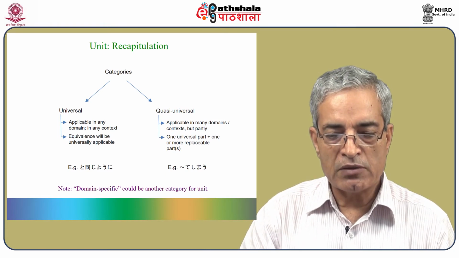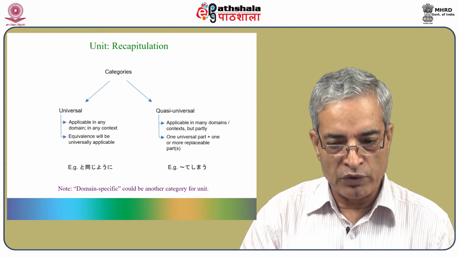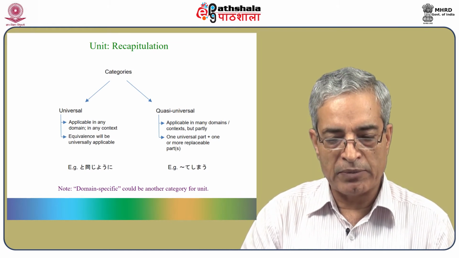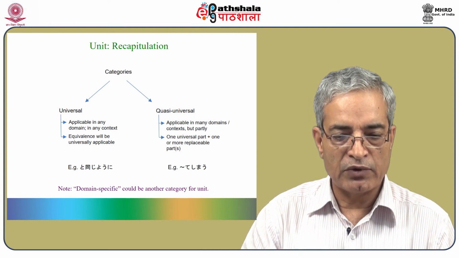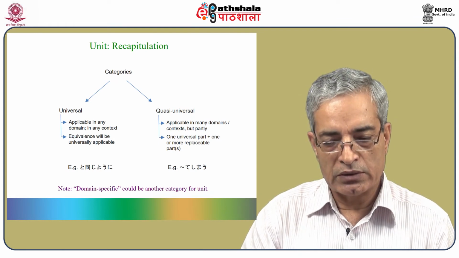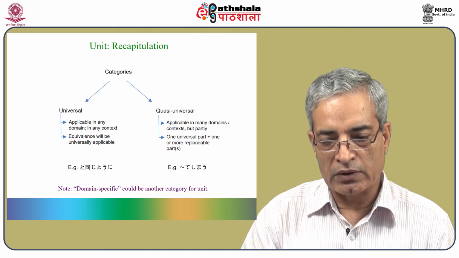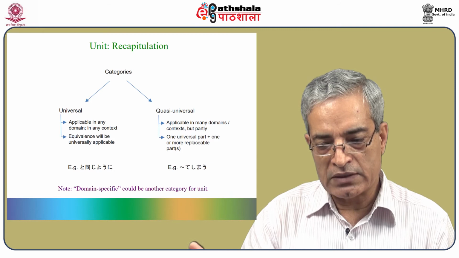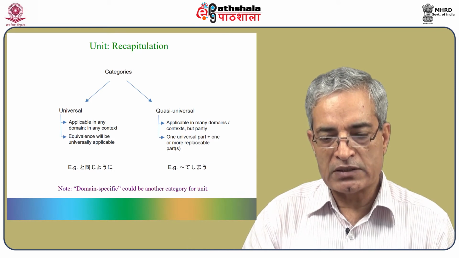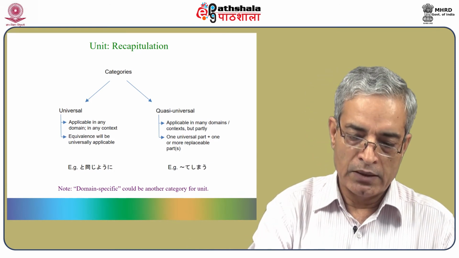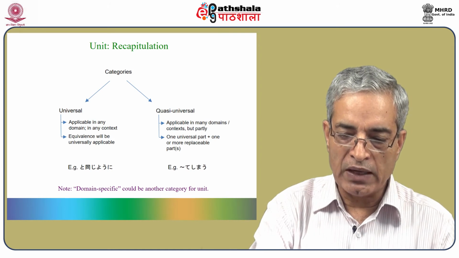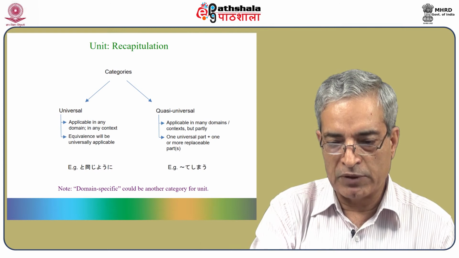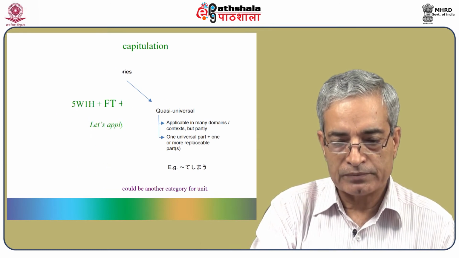So only one universal part plus one or more replaceable parts. The examples given for universal are "to onaji yoni", and for quasi-universal "teshimo" is universal, whereas there will be something which is replaceable, which is coming before that. Now domain specific could be another category for unit. We had discussed this when we had done the unit in previous modules.